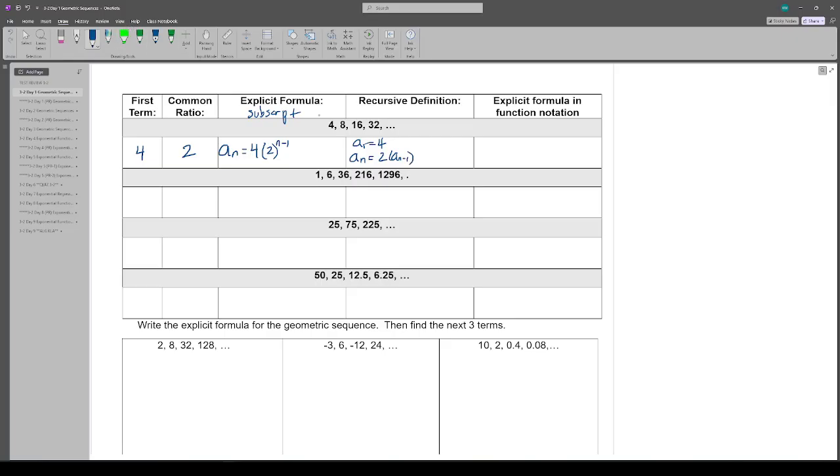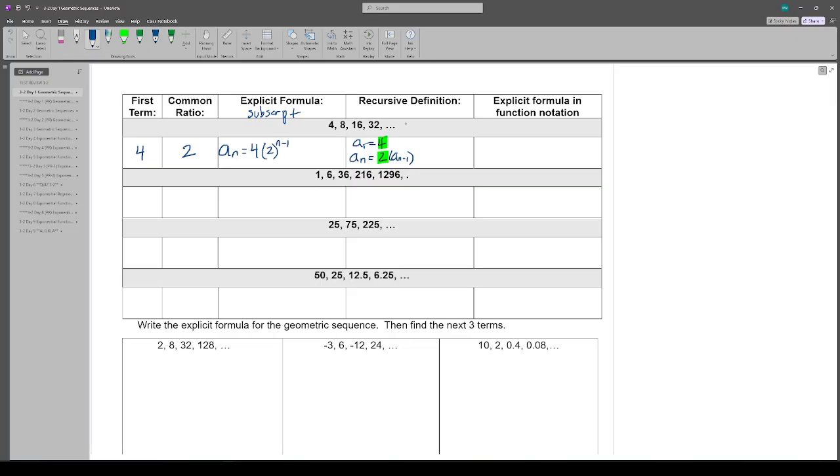And just like with arithmetic, the only 2 parts that matter there is the starting number and the multiplier. We don't actually care about this a sub n minus 1. That's just formatting, basically. Then what matters there is the 4 and the 2.